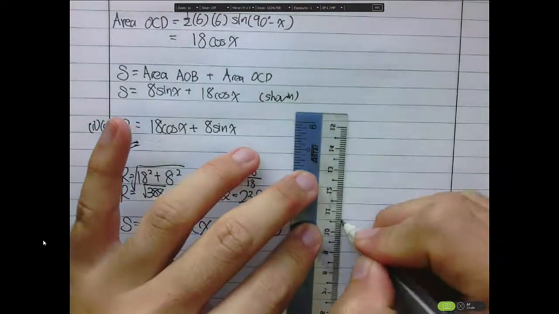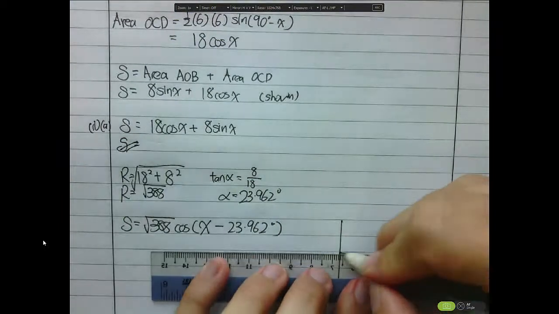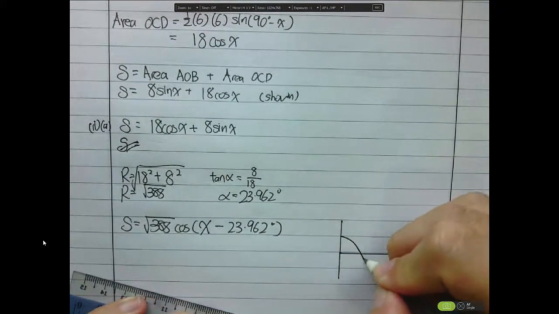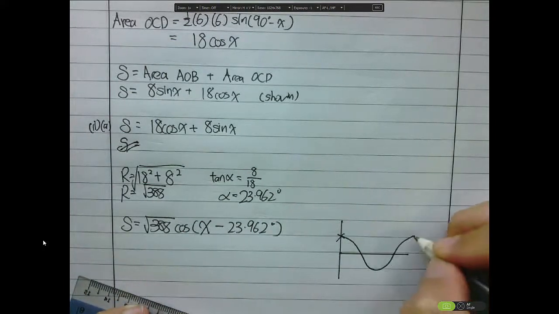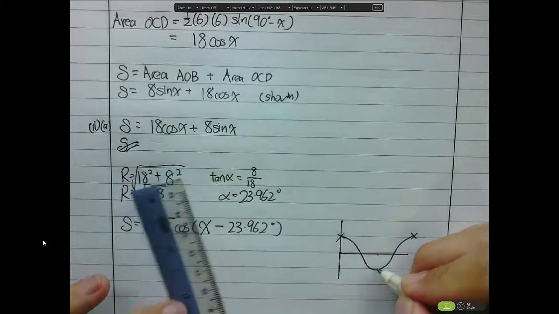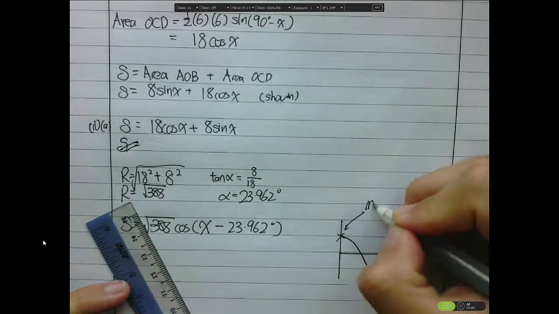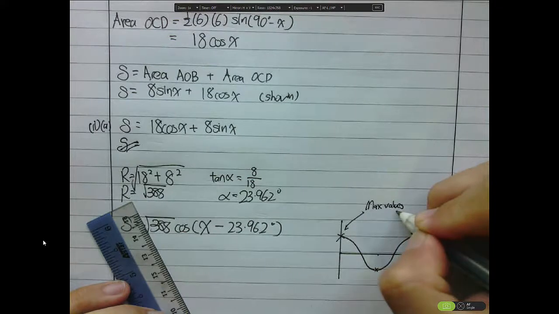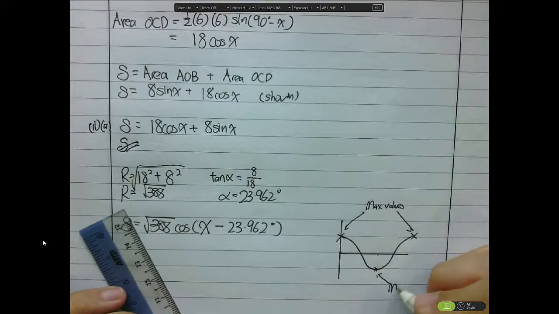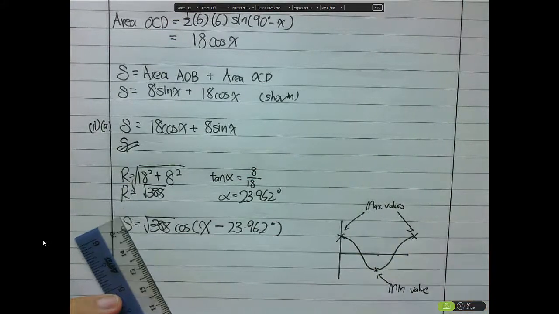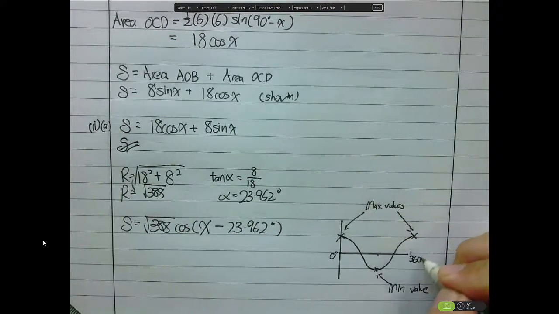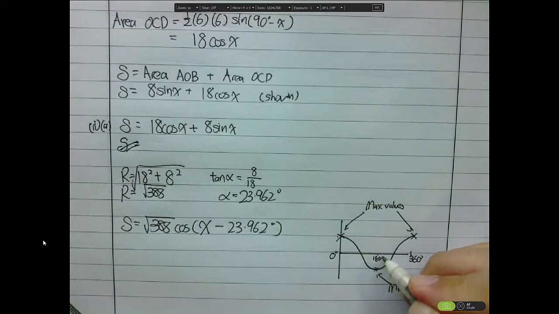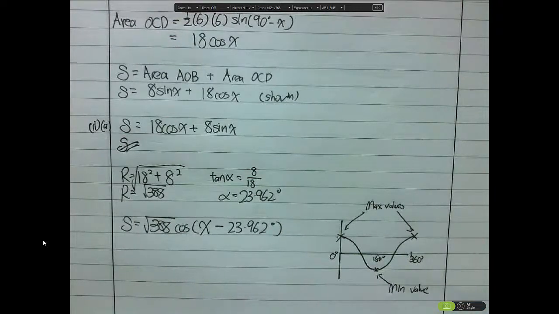Now let's just revise the cosine graph quickly. I sketch it here. Maximum values occur here and here, and the minimum value occurs here. The maximum value for the cosine graph occurs at 0 degrees and 360 degrees, where it is 1. The minimum value occurs at 180 degrees. Just a quick recap on this.